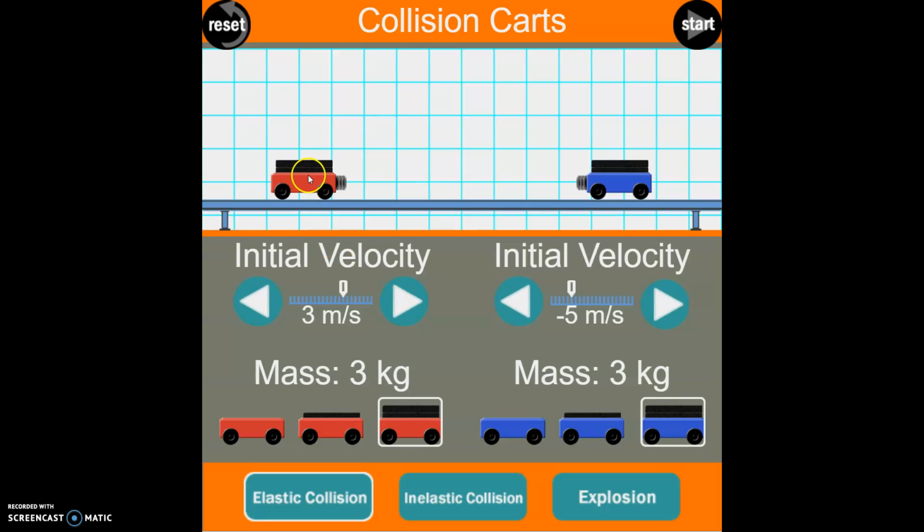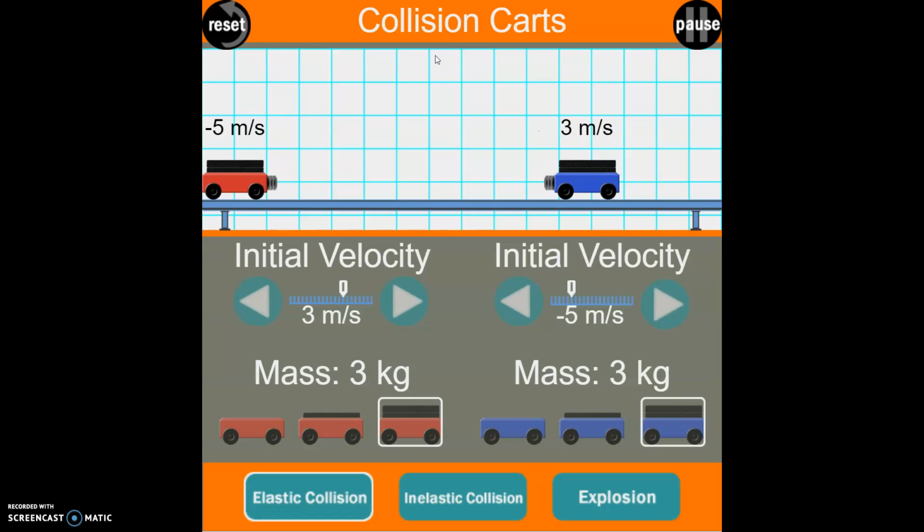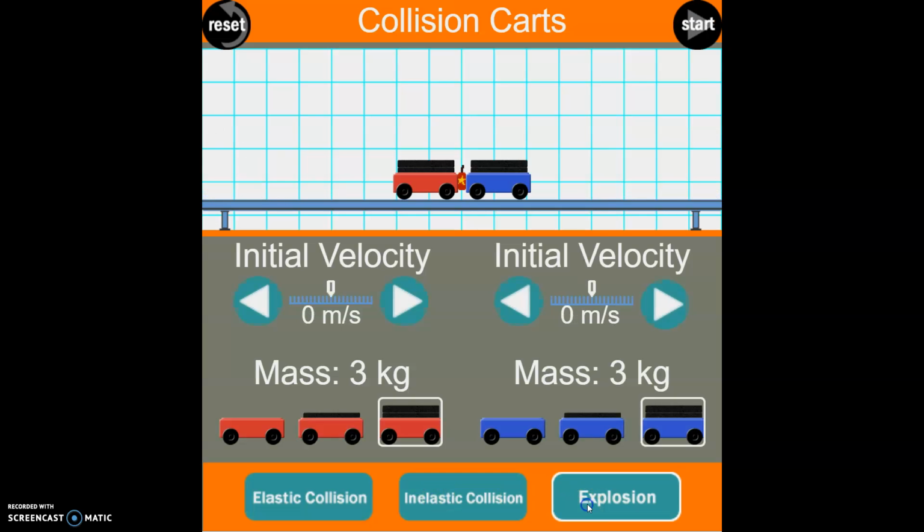So if the red car has a positive velocity, it'll go this way. If the blue car has a negative velocity, it'll go to the left, and they will collide. So if we hit start, we will see that collision. Now the type of collision is at the bottom. We have elastic, inelastic, and explosion.